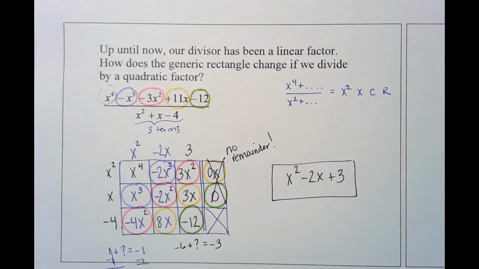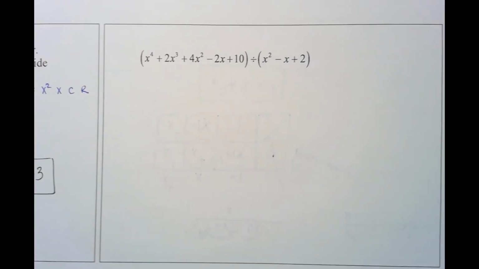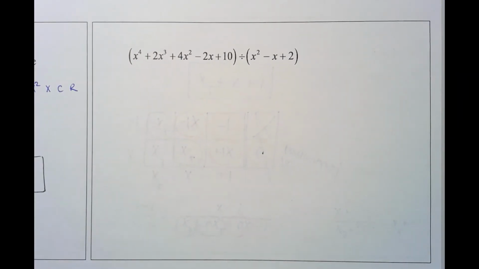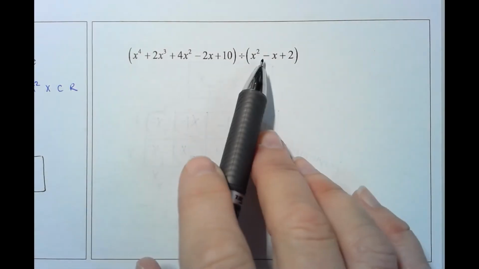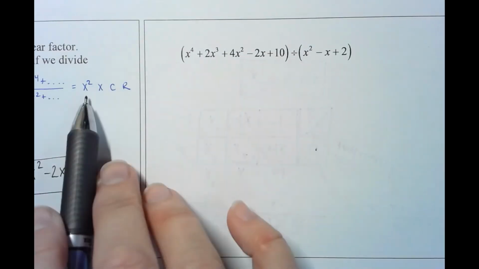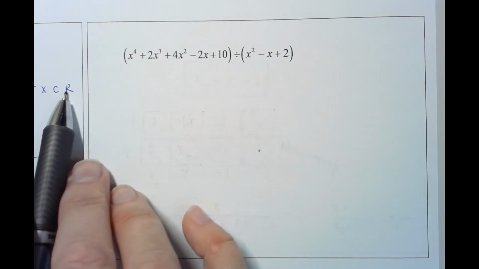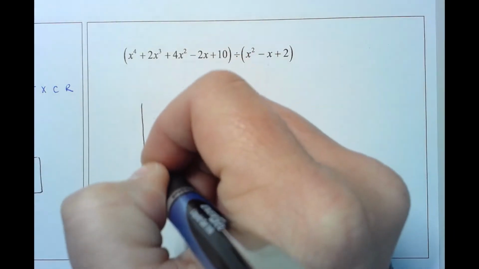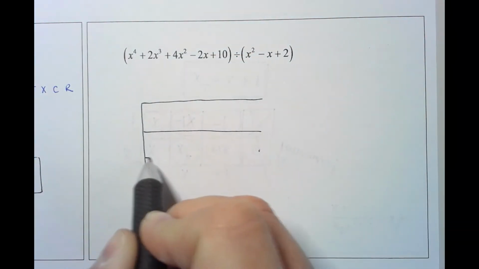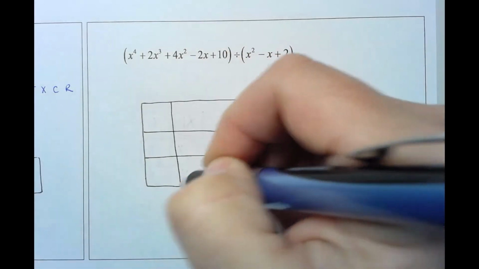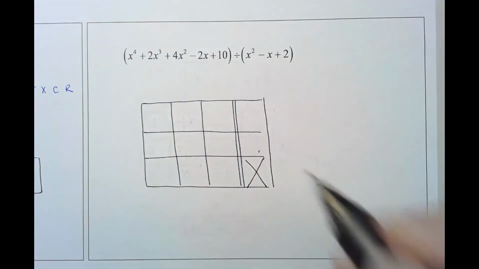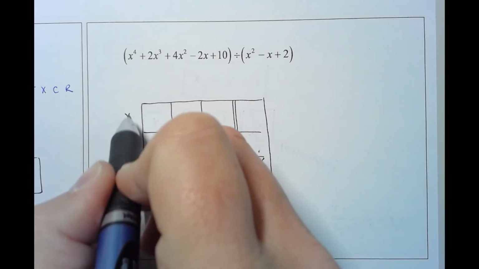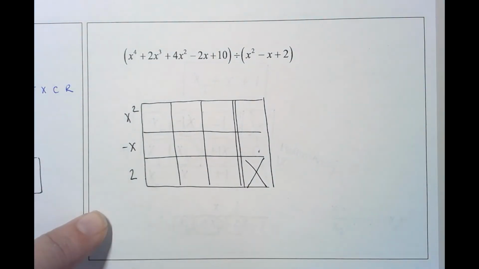All right, let's try one more of those. And if you would like to try it on your own, you can pause the video and then unpause and then fast forward and see if your answer looks like ours. All right. So yet again, just like on the last one, we have an x to the 4th divided by an x squared, which told us back here we need 4 columns. So I'm dividing by 3 terms, so it's going to be another 3 by 4. 1, 2, 3, 4. All right. Down the left side, x squared, negative x, positive 2.